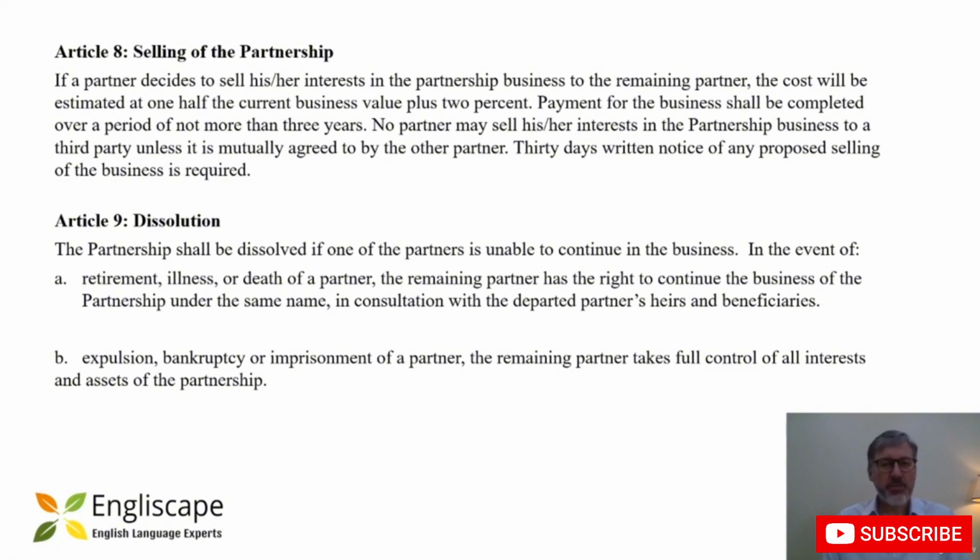So, if one partner goes to jail for a crime or is declared bankrupt by the courts, the other partner takes full control of the business.